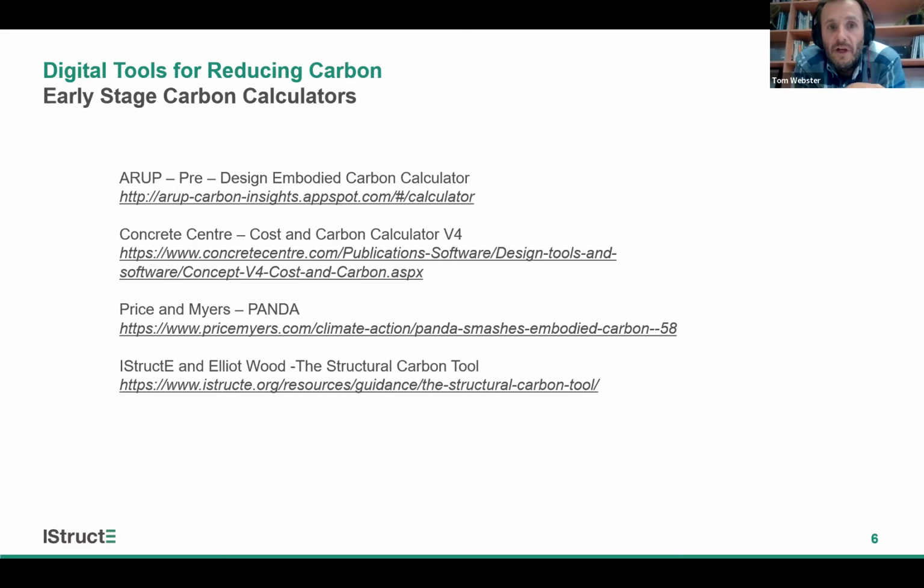There are a number of embodied carbon calculators available. Arup have one called the Pre-Designed Embodied Carbon Calculator. The Concrete Centre have a cost and carbon calculator, which I think is a paid for item, and that obviously covers concrete. Price and Myers have a really interesting tool called Panda, which looks at multiple different structural forms and how you might optimize those. It's got some quite amusing Panda references in it, so I definitely suggest you have a look at that.